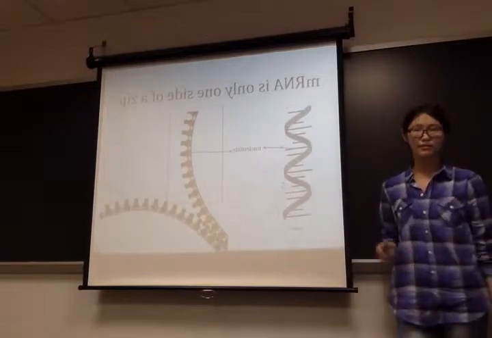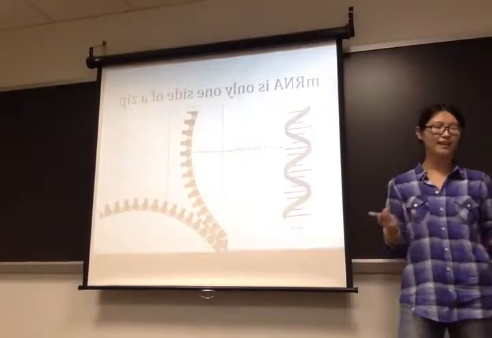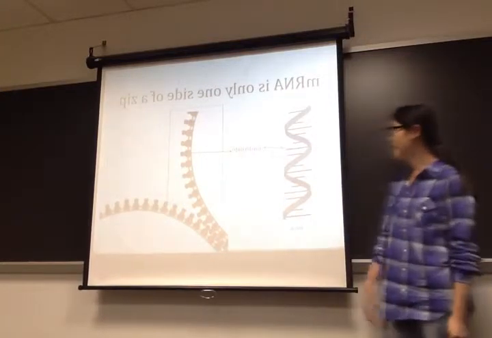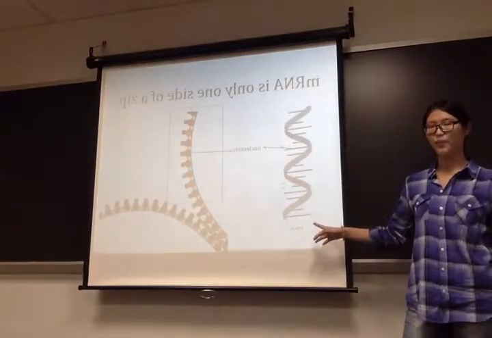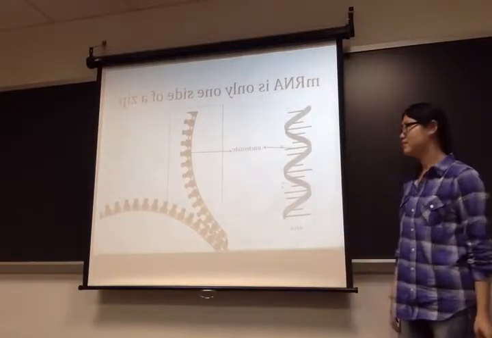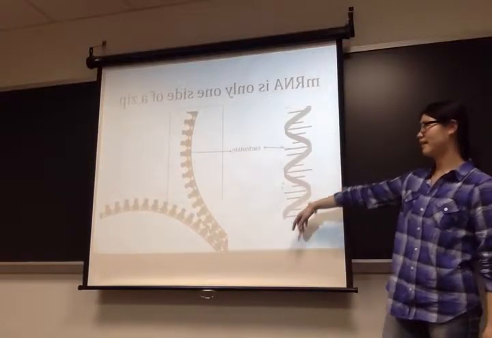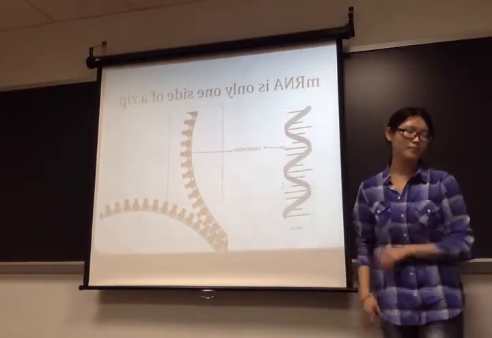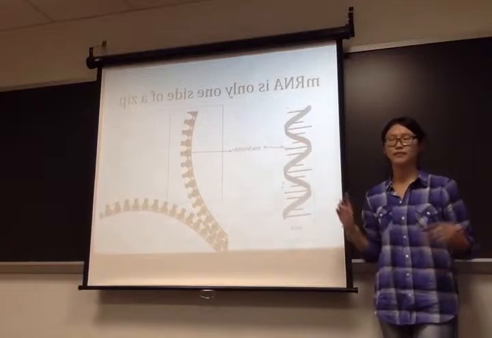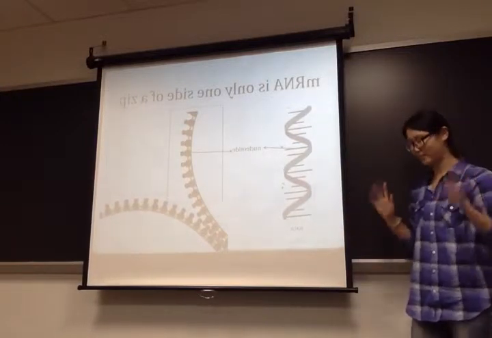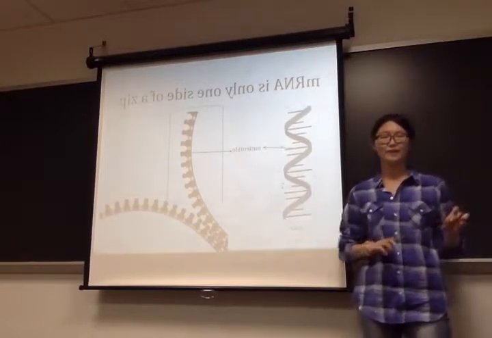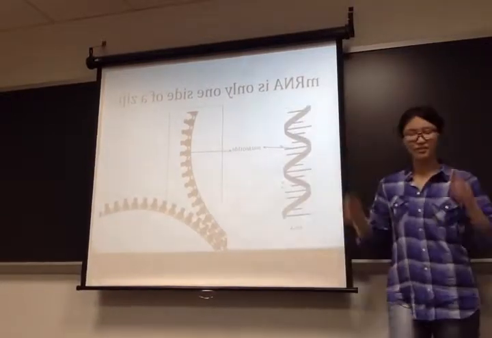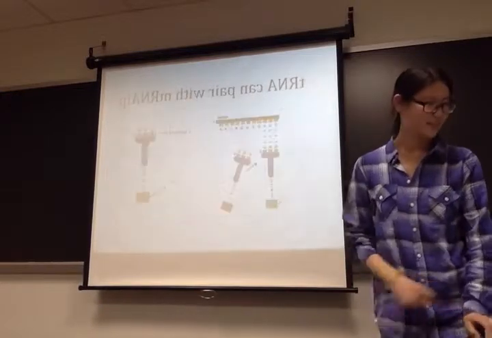And next, we also have to understand the structure of mRNA. We can see mRNA only has one string compared with DNA. So we can say mRNA is only one string from a zip. Also, mRNA and DNA are made of different nucleotides, different branches in this zip. It's a little different, but you don't need to understand this.